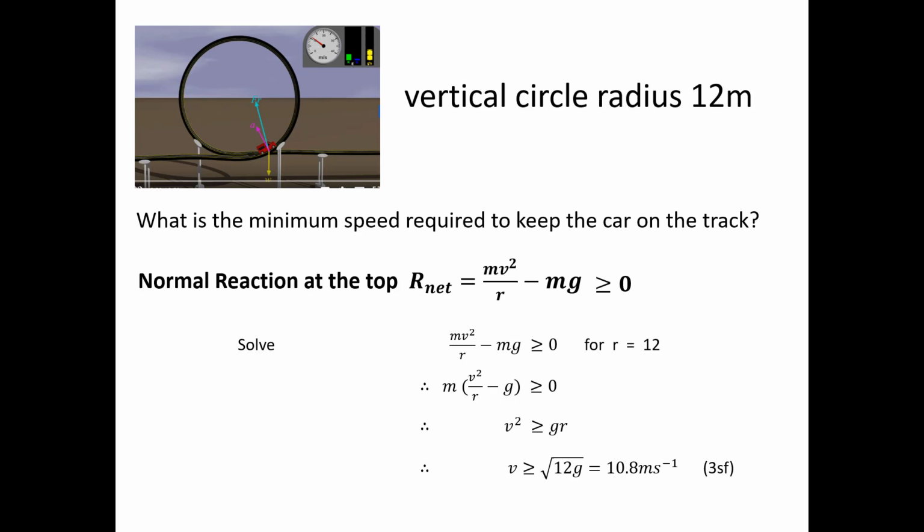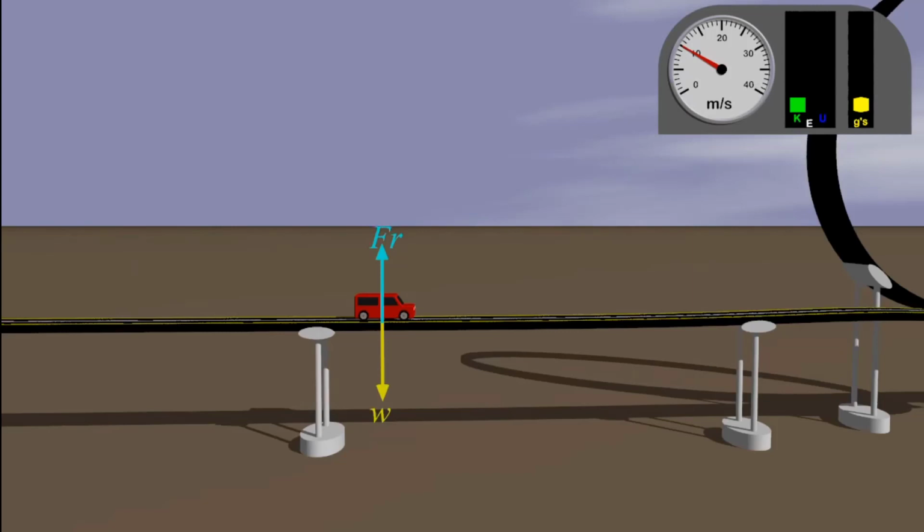meters per second. So, yep, our model showed what does happen. 11 meters per second is just enough to keep it on the track. But as the simulation showed, the normal reaction dropped to very near zero at the very top of the circle. Now let's see what happens below this critical speed.